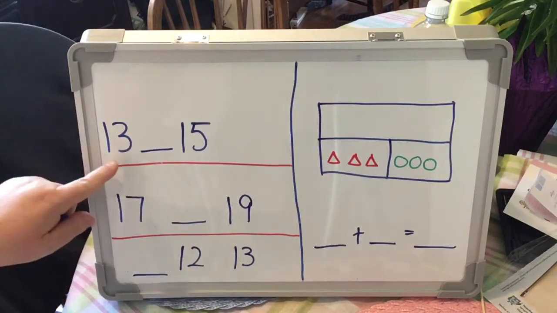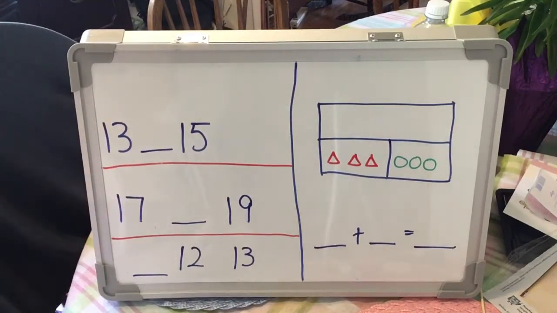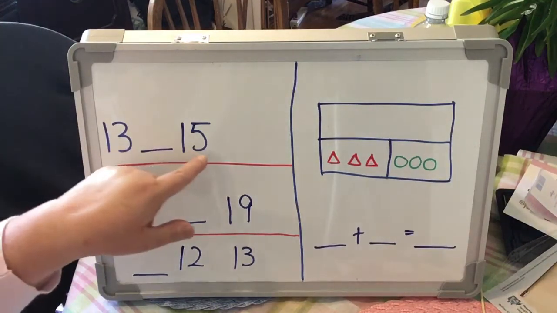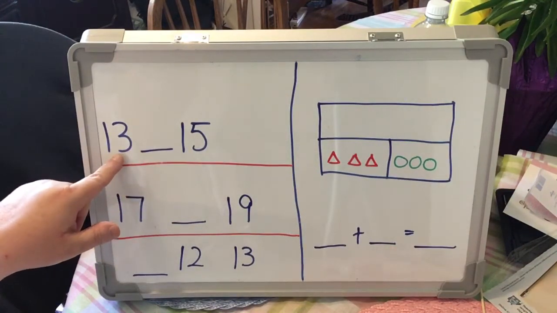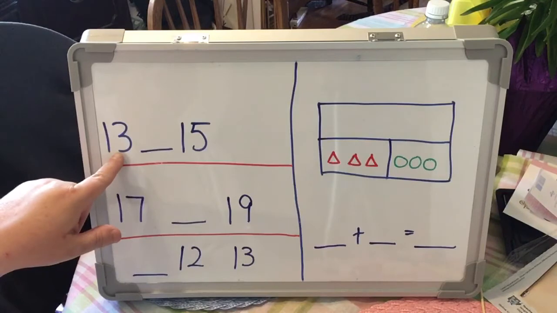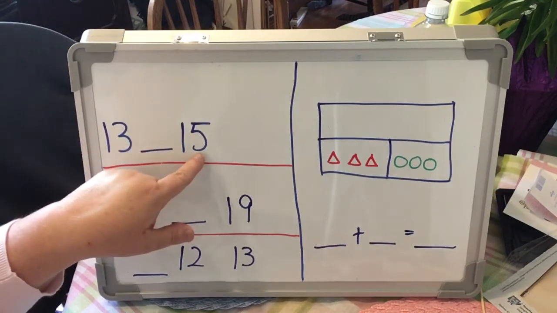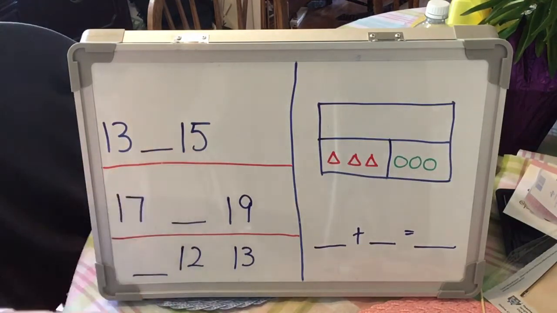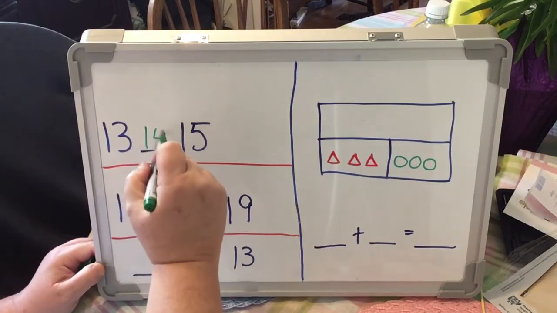All right, so first thing we're going to do is look for the missing number. We have 3 sets of missing numbers here. So we have 13 blank 15. What number comes after 13 but before 15, or in between 13 and 15? Let you think about that for a second. Okay, you're right. It is the number 14.